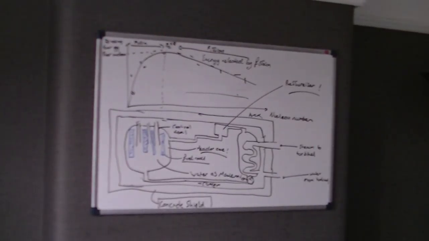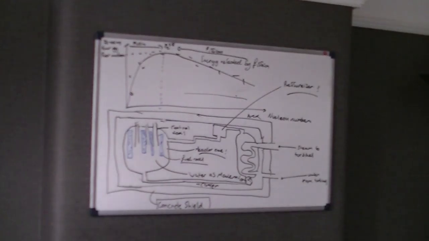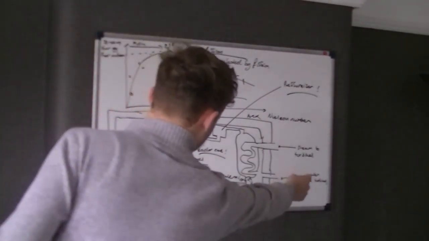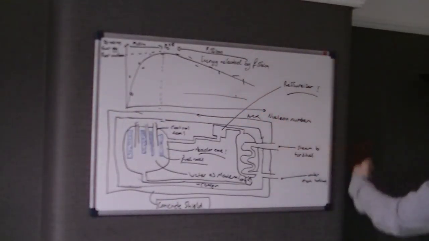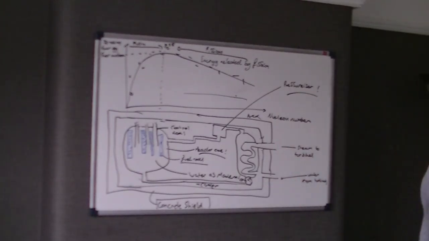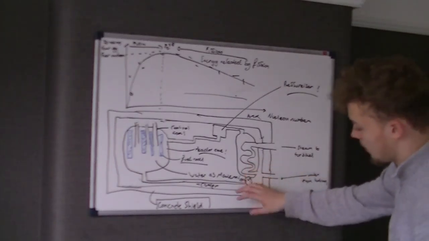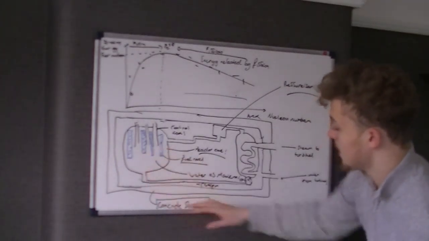So, I've had a quick sketch of a reactor on the board here. What we've got here is a concrete shield. I've got water coming in from the turbines. That's been condensed, and steam goes to the turbines, which probably should have the arrow the other way around on that. Okay, so the water gets heated up here through the reactor.